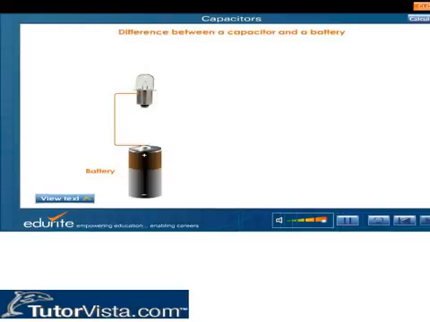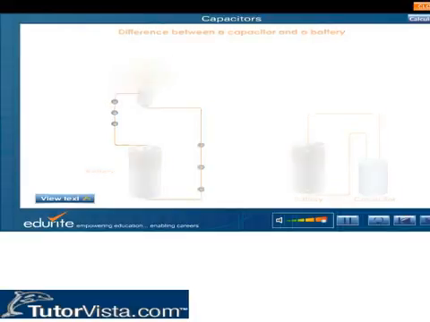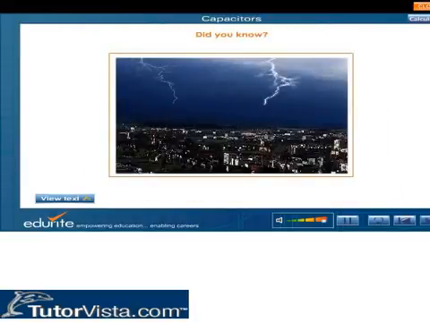Difference between a capacitor and a battery. A battery has two terminals. Inside the battery, chemical reactions produce electrons on one terminal and absorb electrons at the other terminal. A capacitor is a much simpler device. It cannot produce new electrons. It only stores them. Did you know that the storm clouds in the sky are huge capacitors?